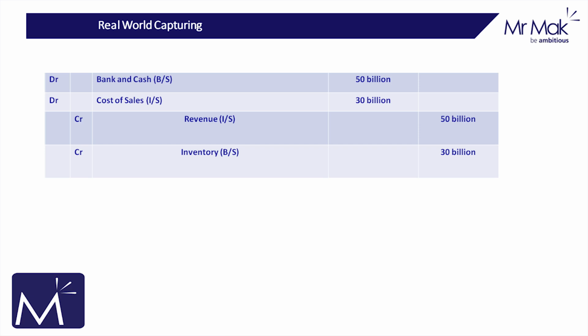equivalent to the credits. Now in the real world, you may find that the bookkeeper captures all of this as one journal entry. And this could be debit bank and cash in the balance sheet, $50 billion, debit cost of sales in the income statement, $30 billion, and then credit revenue in the income statement, $50 billion, and credit inventory in the balance sheet, $30 billion. That's absolutely fine. It achieves exactly the same result. And if you look at the total of the debits, they are equal to the total of the credits.